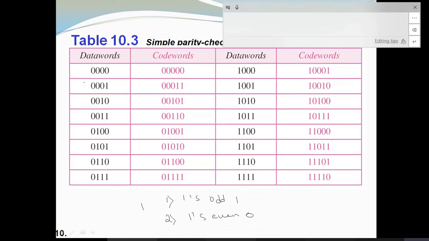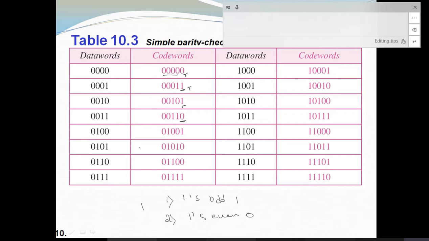So let's look at some examples. Here this is my data word. There are no ones, so that is considered even, and we just add 0 at the end. This is the data, and this is the extra bit called R. Now how many ones do we have here? Only one, which is odd. I need to make the number of ones even by adding 1 at the end as an extra bit. Similarly, here the number of ones is 1, so make it even by adding 1 at the end of this data word. And here it is even, so add 0.